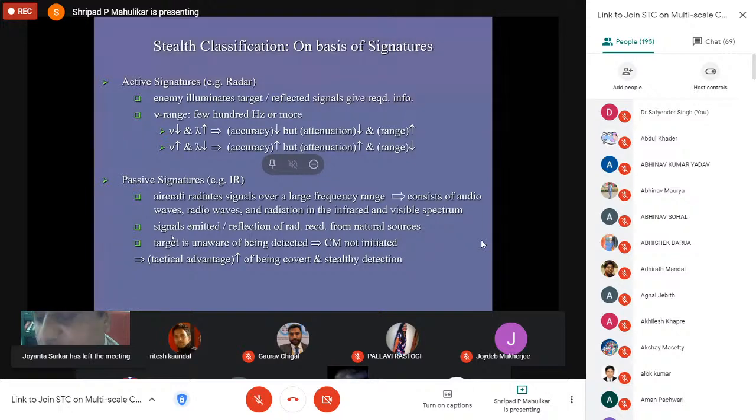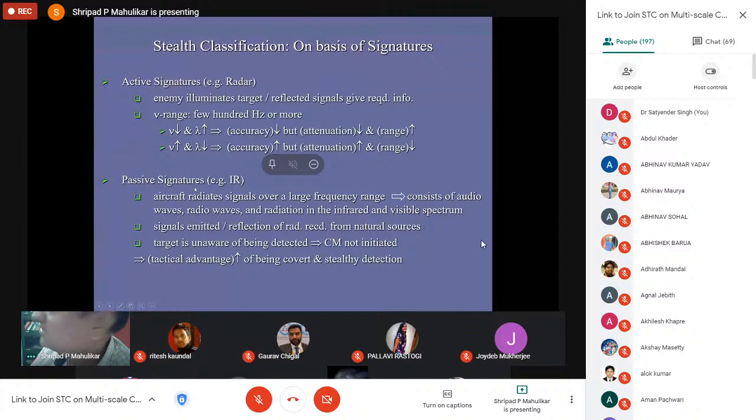Passive radar would mean that we have, for example, a BBC transmitting station, sending radio waves for maybe some other purpose, and they are incident on the target aircraft, and the reflection from such radio waves is actually called passive radar.